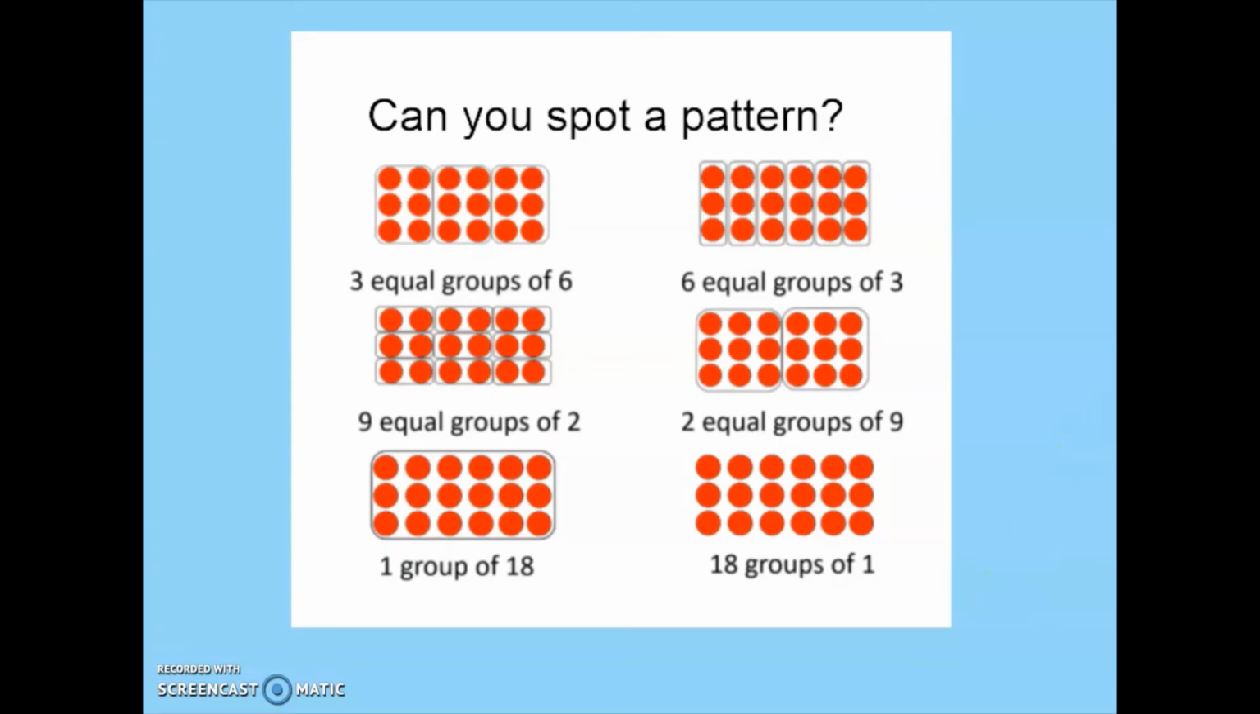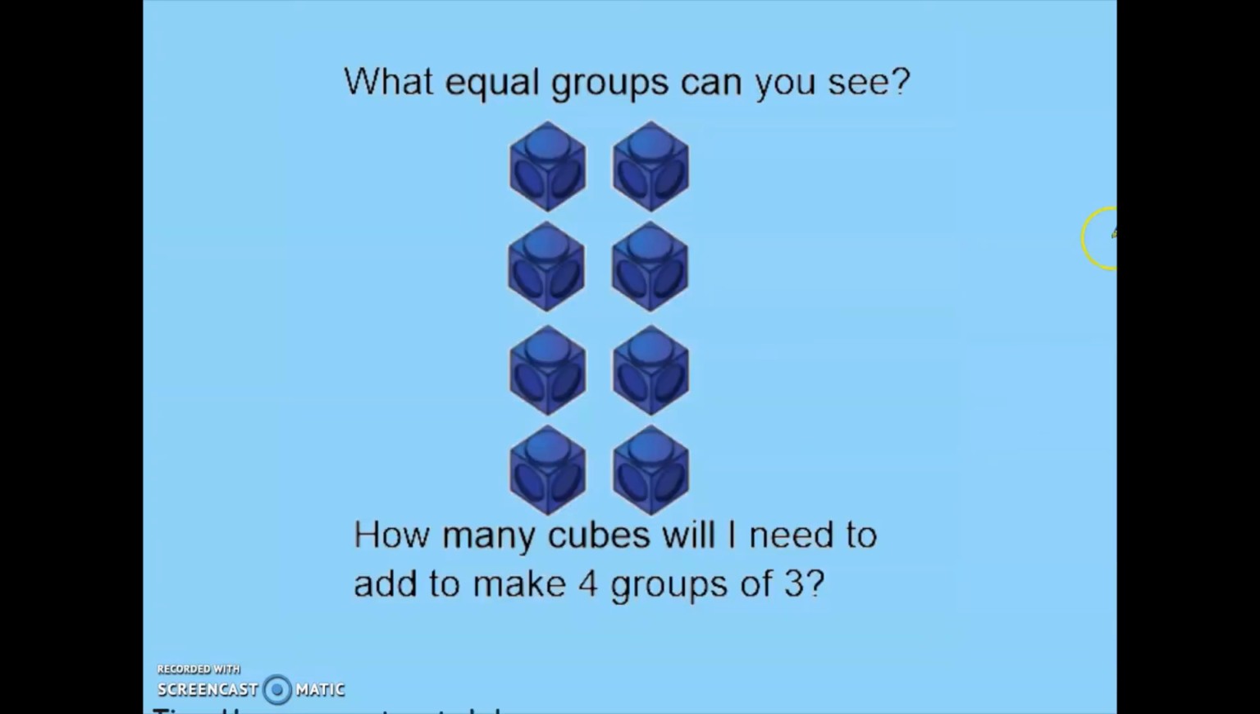So continuing to our next problem. How many cubes have we got in total? 1, 2, 3, 4, 5, 6, 7, 8 in total. How many groups can you see? So I think we could split them into 2 equal groups of 4, or 4 groups of 2. Are there any other different ways? Well done if you thought of any different ways.